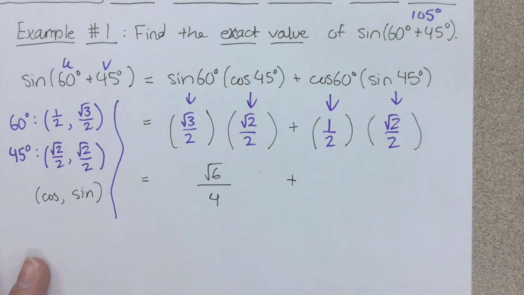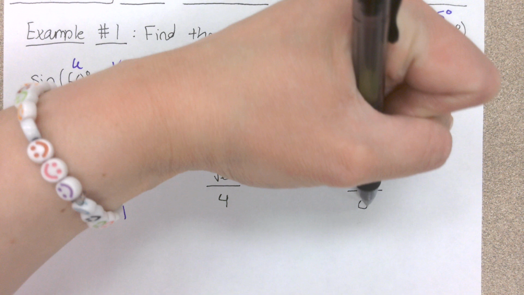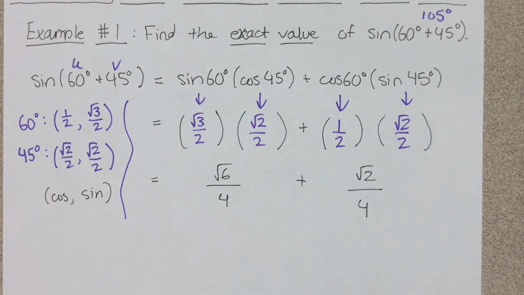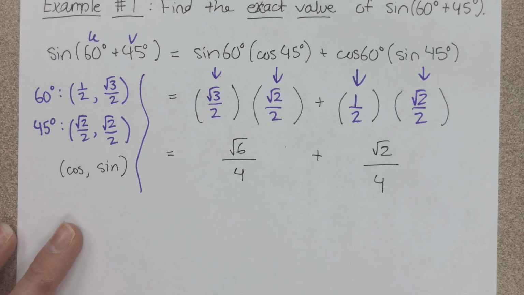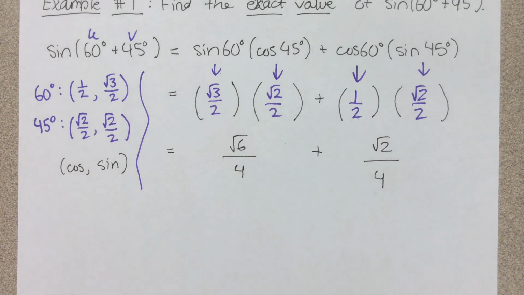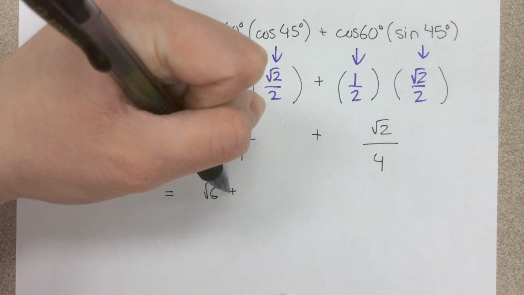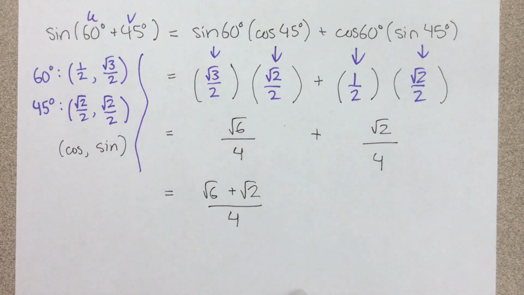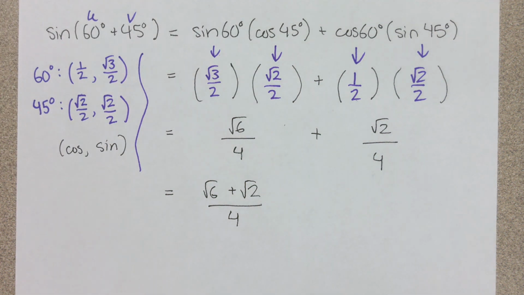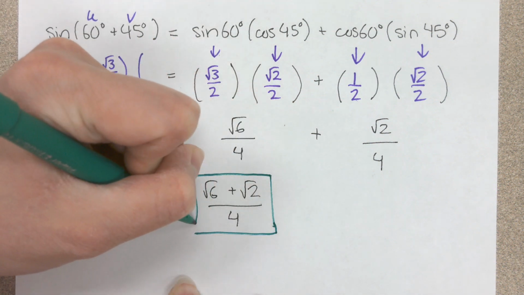Plus 1/2 times rad 2 over 2. 1 times rad 2, that's just rad 2. 2 times 2 is 4. Rad 6 and rad 2 are both too small to break down further, so that's as simplified as they can get. The only step we have left is we like to write our answer as one big fraction instead of two individual ones. So we'll just put it together. Square root of 6 plus the square root of 2 over 4. That is the exact value of sine of 60 plus 45, or sine of 105 degrees.